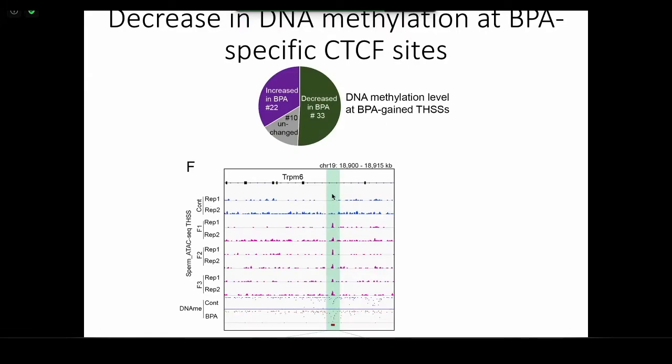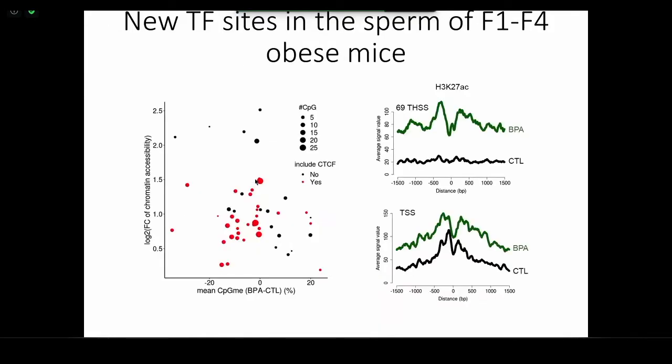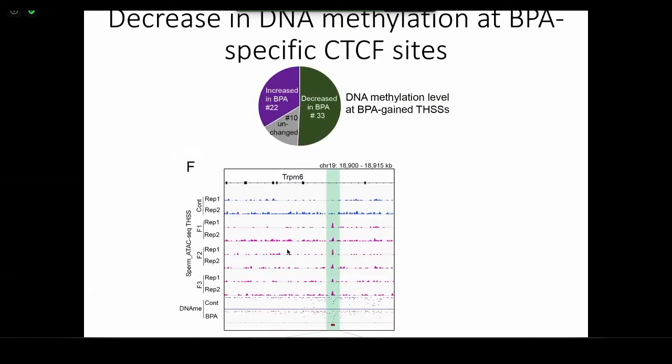So this is an example. Let me tell you, out of these 69 sites, 33 decrease in DNA methylation, 22 actually increase in DNA methylation. So those 22 are these guys here, and 10 are not changed. So this is one case, just to give you an example. It's a CTCF site. The CTCF site is present in BPA sperm, but not in control sperm. And this region is hypomethylated. So this is BS-seq, and we have a very high resolution in the data.